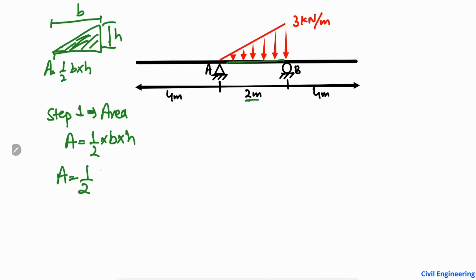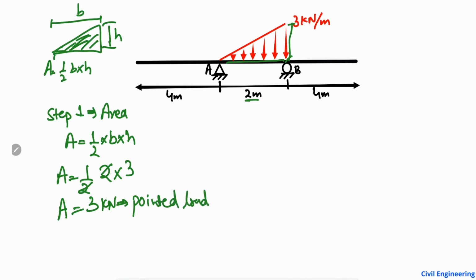This is a triangle, multiplying it with the height, and the maximum height of this triangle is 3 meter. So finding the area, the 2 cancels, and we get 3 kilonewton. This is basically the pointed load. The area gives us the pointed load of this uniformly varying load. So if I draw it like this, it's the pointed load acting here from this triangular load, which is 3 kilonewton in our case.